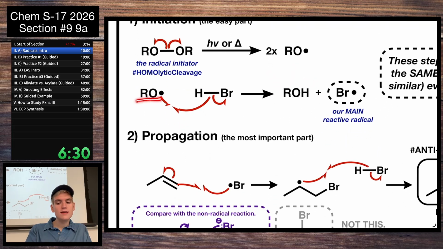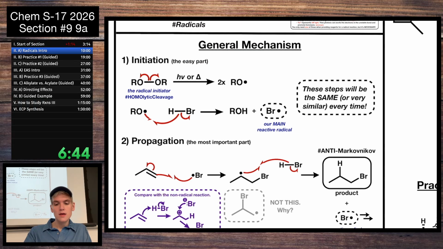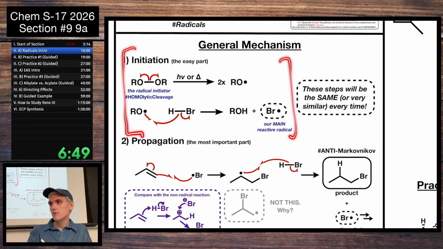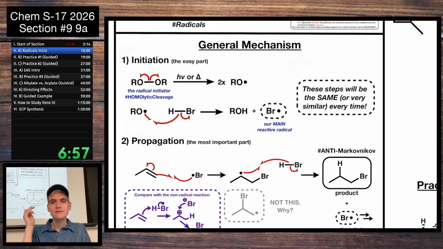Then RO dot is going to interact with our HBr. It's going to split this bond so that the RO dot grabs the H, and then we get a Br dot. And this is going to be our main reactive radical that will interface with the molecule. So these initiation steps are basically the same for every radical mechanism, and they are free points. If you can do this in your sleep, backwards, upside down, while restrained, then you get at least 3 points on the test, easy.